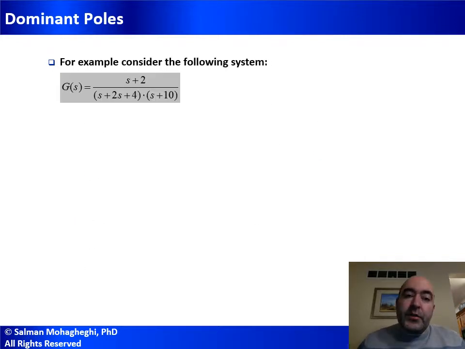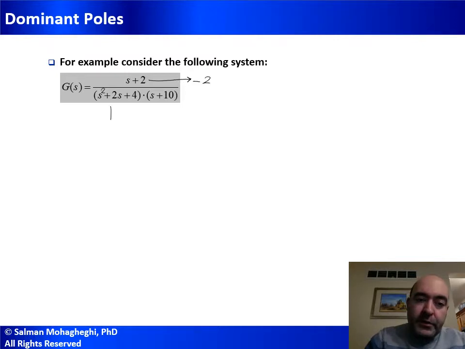Now let's see this through an example. So here I have a transfer function of the form s plus 2 divided by s squared plus 2s plus 4, and I'm missing a 2 here, so this should be s squared plus 2s plus 4 times s plus 10. This system has 1 zero at -2 and 3 poles.